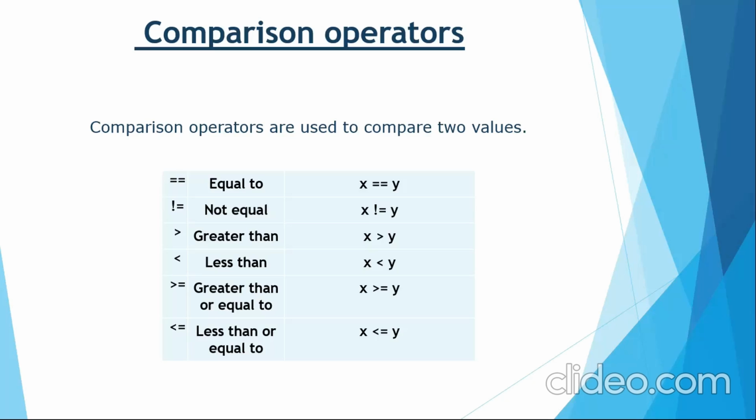Then we have greater than. We will write x, the symbol of greater than, and then y. For the less than, we'll do the same thing. We'll write x, the symbol of less than, and then y. If you want to write that x is greater than or equals to y, we will write x, the symbol of greater than, symbol of equals to y. And at last, if you want to say less than or equals to, then we'll write x, the symbol of less than, equals to, and y.